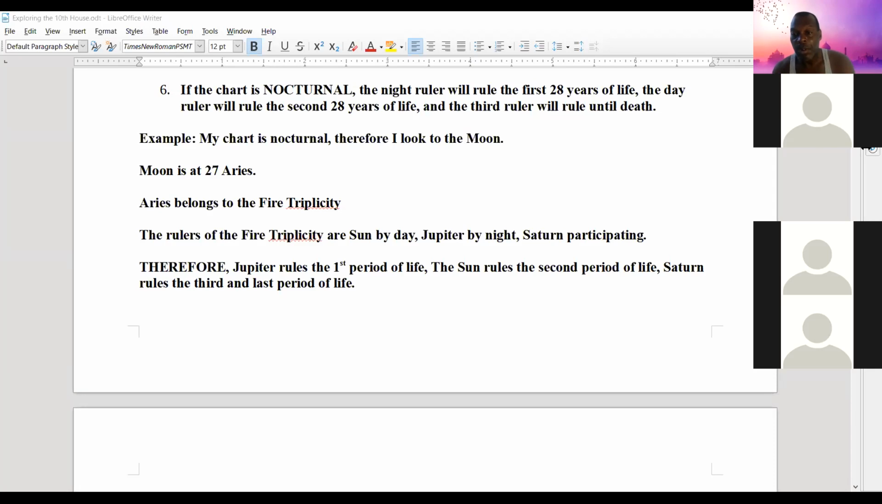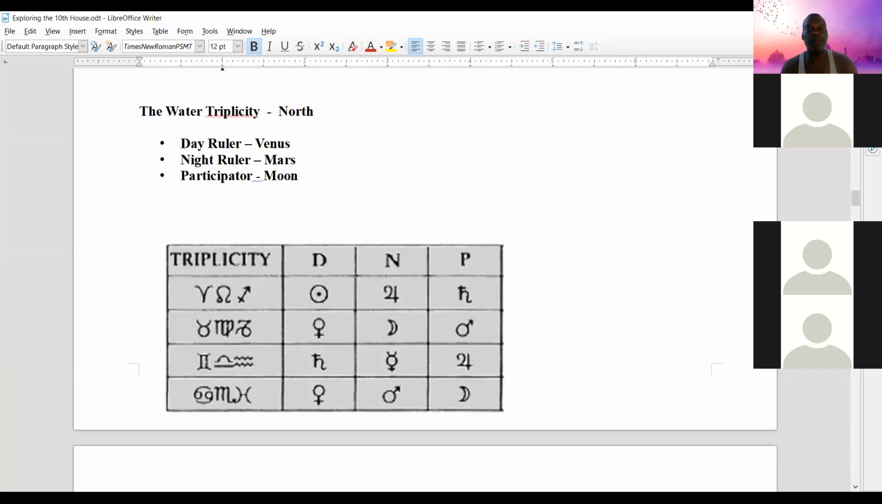Okay, so we've got Moon and Earth triplicity, nocturnal chart. Fourth house in Capricorn. Moon first, Mercury second. No, for Earth triplicity it would be Moon, Venus, then Mars. Mercury's only involved in the air triplicity, and that's what she asked me to do, was to bring the chart back.